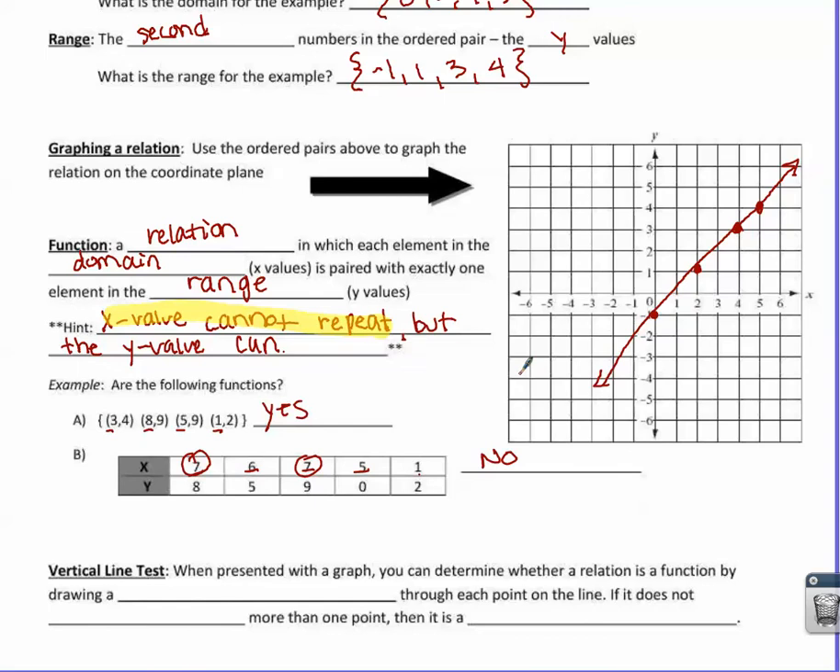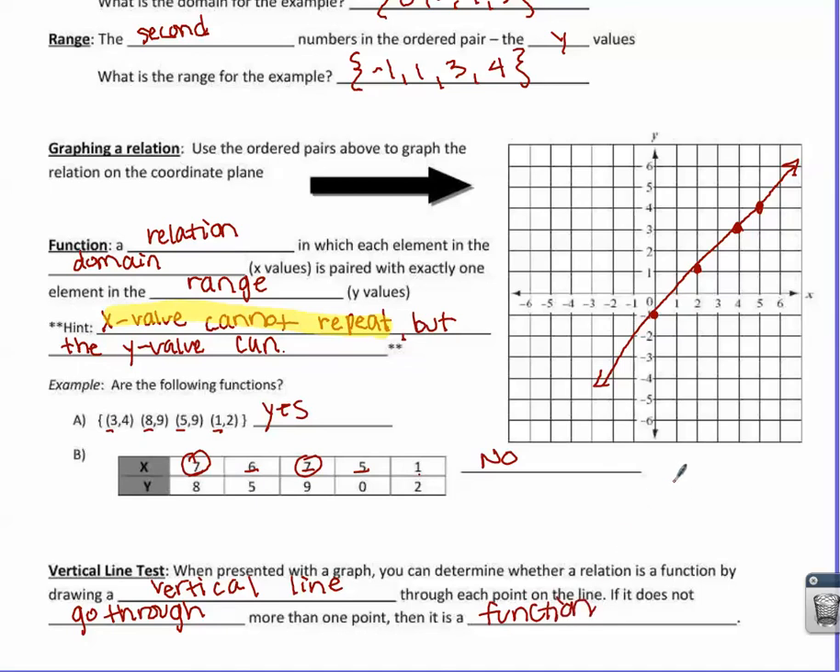If you're looking at it through a graph, you can use the vertical line test. When presented with a graph, you can determine whether a relation is a function by drawing a vertical line. You can also use your pencil. Just make sure it is vertical on the page. Remember, that is up and down. So you draw a vertical line through each point on the line. If it does not go through more than one point, then it is a function.